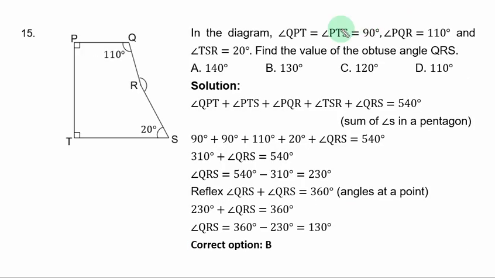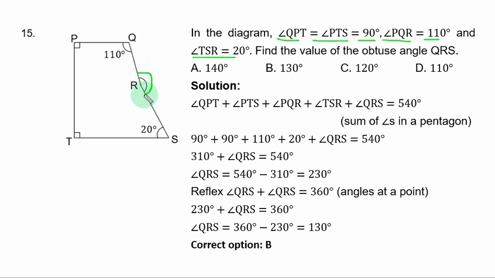Question 15. In the diagram, angle QPT is equal to angle PTS equal to 90 degrees. Angle PQR is equal to 110 degrees, and angle TSR equal to 20 degrees. Find the value of the obtuse angle QRS. This is the obtuse angle.